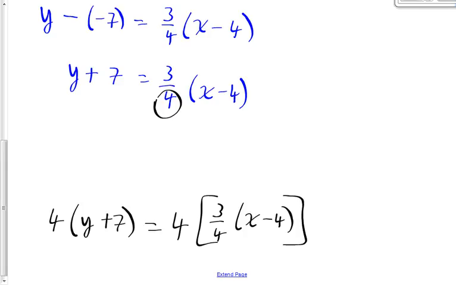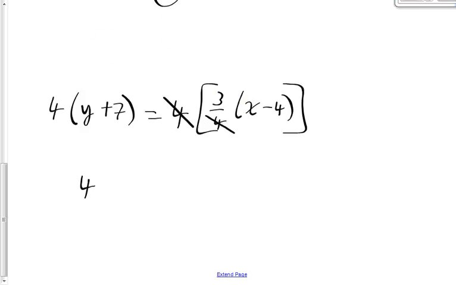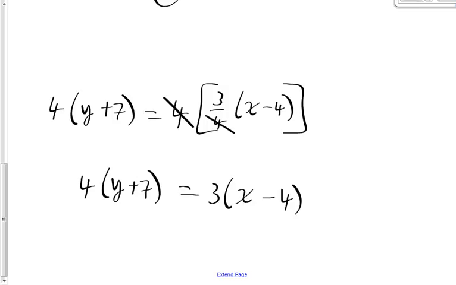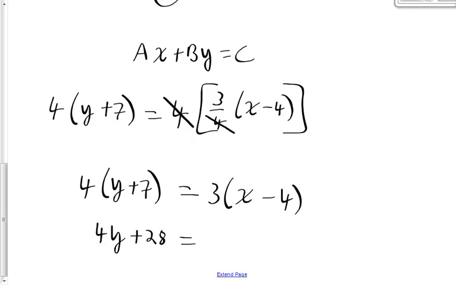And just like before, the effect is that the 4's cancel out on the right side, leaving me 4 times y plus 7 equaling 3 times x minus 4. Now, to put it in standard form, remember standard form is ax plus by equals c, which has no parentheses. So I'm going to clear the parentheses by distribution. 4y plus 28 is equal to 3x minus 12.